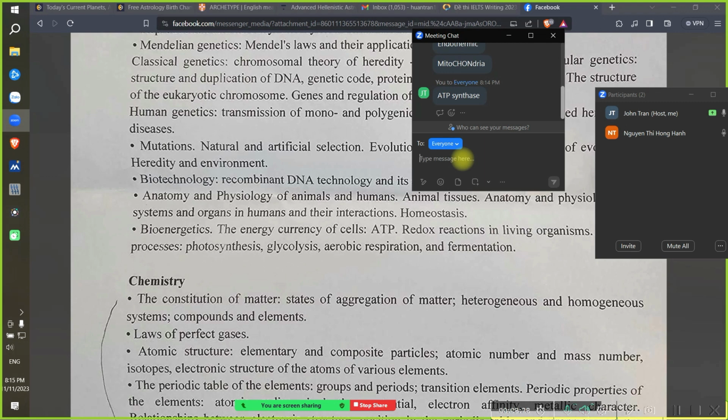So we have ADP plus a phosphate group, and it's going to form ATP, and that process is called chemiosmosis. Chemiosmosis, right? And there are two driving forces here.